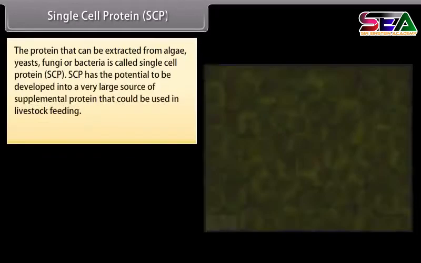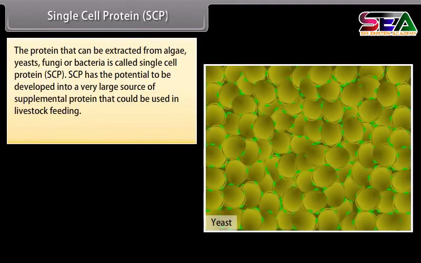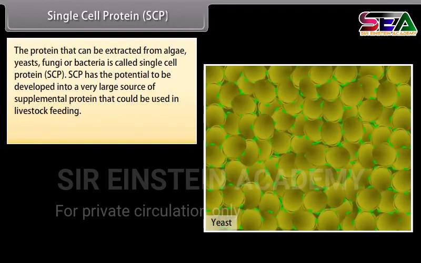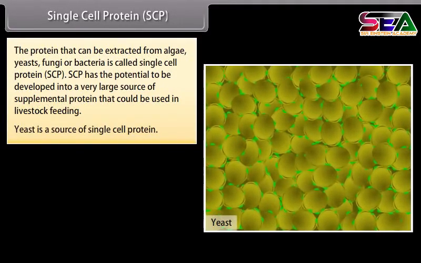Single-cell protein (SCP). The protein that can be extracted from algae, yeasts, fungi or bacteria is called single-cell protein (SCP). SCP has the potential to be developed into a very large source of supplemental protein that could be used in livestock feeding. Yeast is a source of single-cell protein.